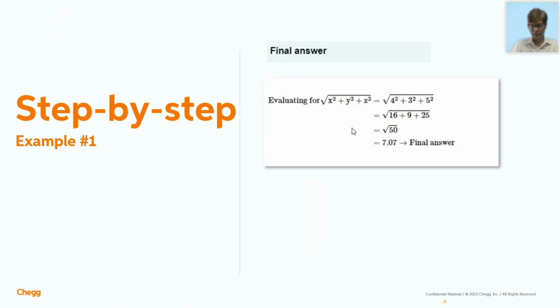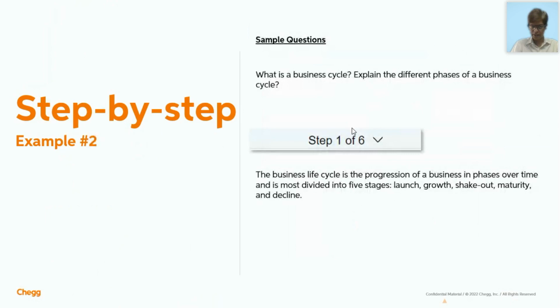Let's take one more example. So we will be very clear about how to provide a step-by-step solution. Here there is a question, what is a business cycle? Explain the different phases of a business cycle. So first we will provide the definition of a business cycle. The business cycle is a progression of business in phases over time. And then we will attempt the second question, explain the different phases of a business cycle.